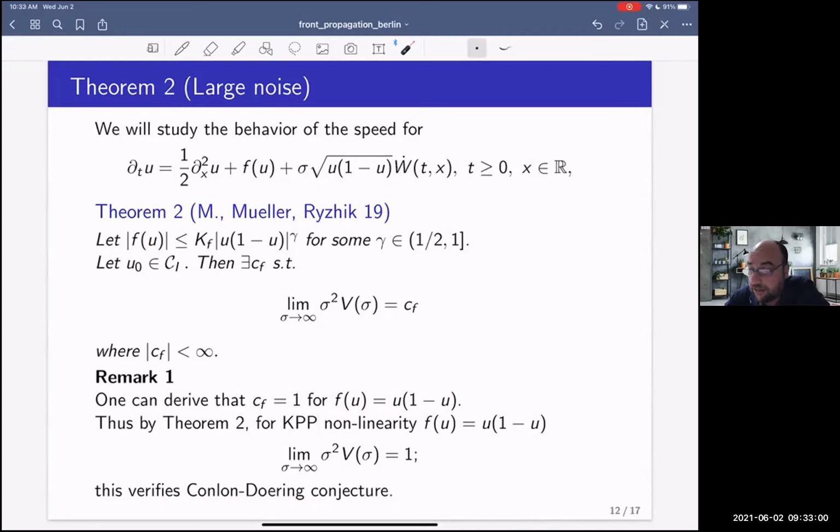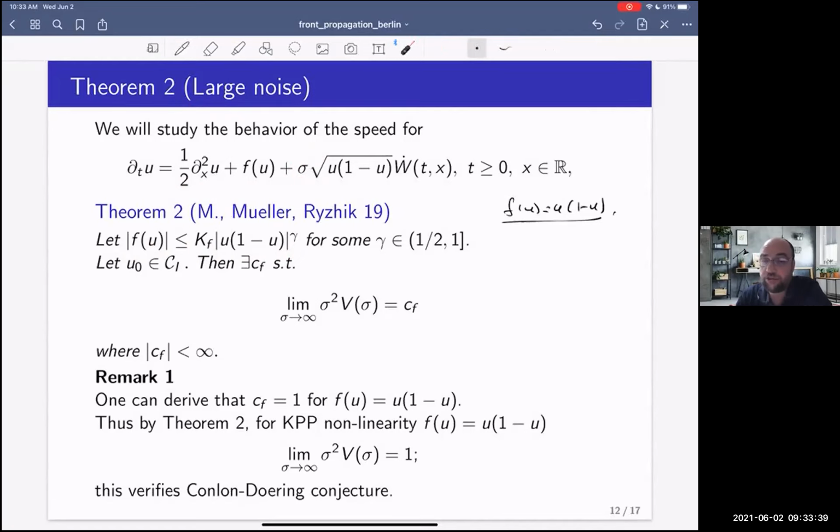In fact, we started studying just the case of f(u) equals u(1-u), and then we somehow realized that we can do it for a much larger class of functions which are not the FKPP class. The only requirement is this one. Okay, this is for large noise. So this gives asymptotics for the speed when sigma is getting large.